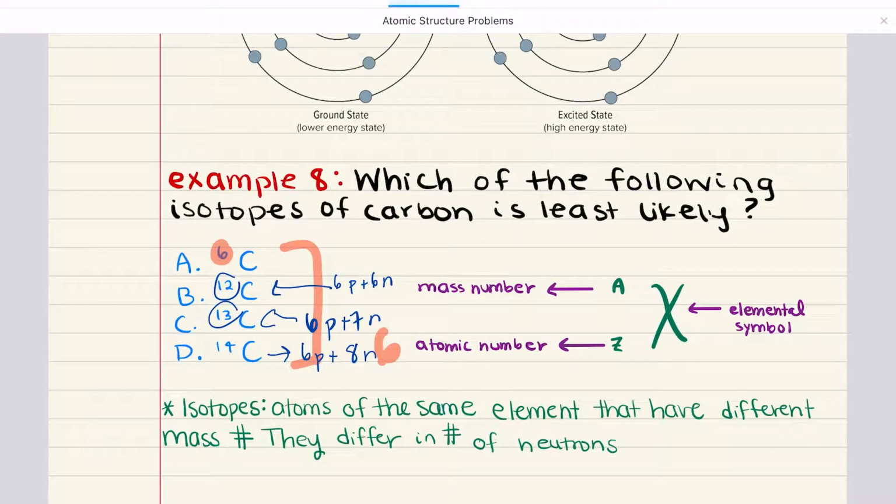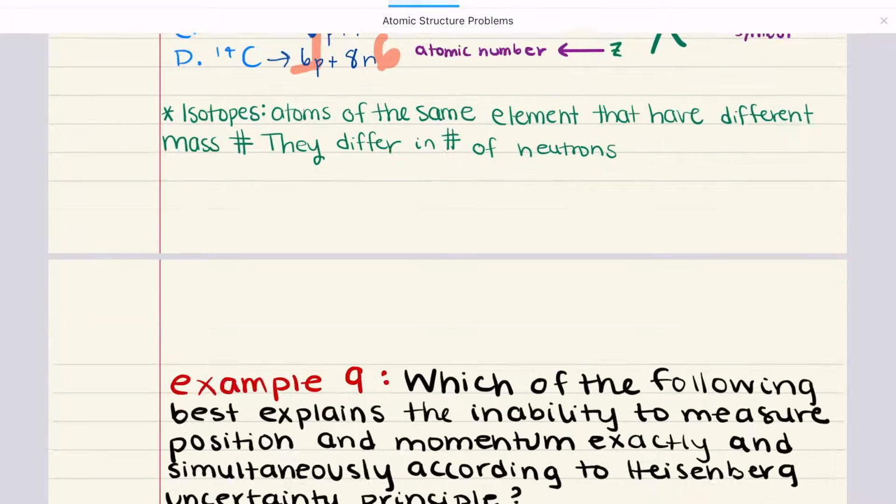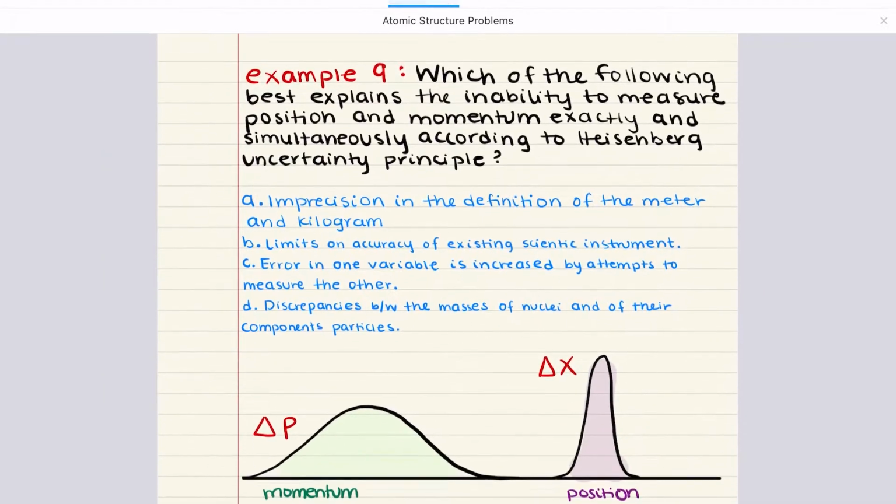Now let's look at answer choice A here. It has a mass number of 6, and we know that carbon has 6 protons, which means for it to have a mass number of 6, it has 0 neutrons. This is not possible. And so this is the most unlikely form of carbon here. So which of the following isotopes of carbon is least likely? The answer is going to be answer choice A. Wonderful. Let's move on to problem 9.